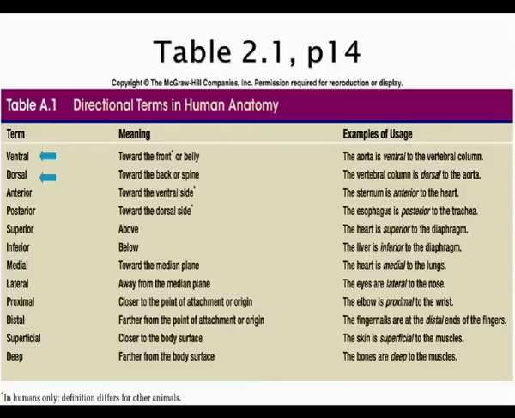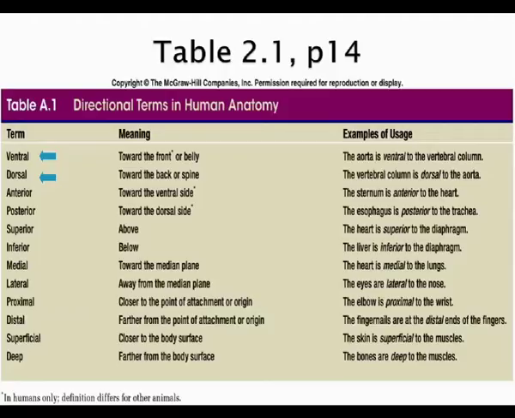Right? If we just start from the top, for example, ventral just means towards the front or the belly. Dorsal, like a dorsal fin, is towards the back. Anterior is towards the front again. Posterior towards the back. You'll actually see those often interchangeably. Ventral and dorsal really a little bit less, but you still do see them.